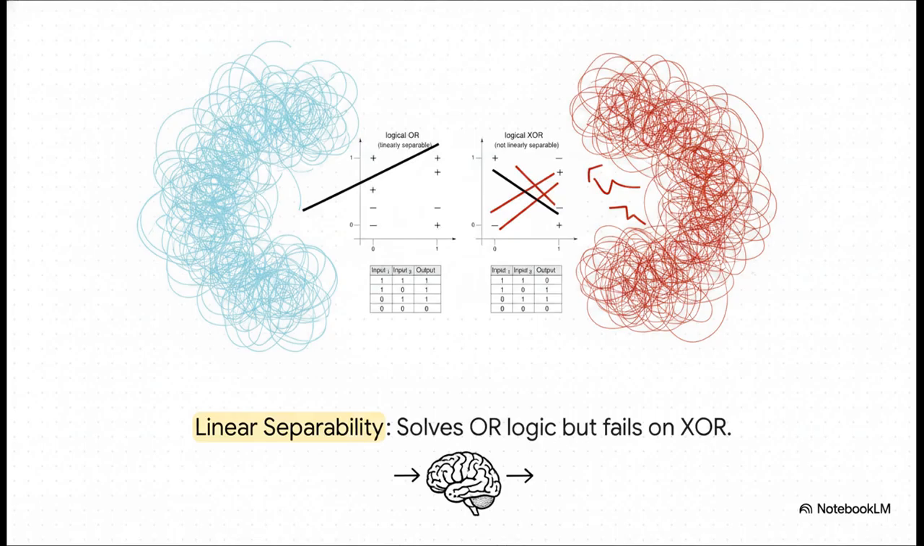But here's the perceptron's fatal flaw. It's entirely limited to linearly separable functions. Imagine a simple logical OR problem. You can easily draw one straight line to separate the pluses from the minuses, right? The perceptron handles that perfectly. But then take the XOR problem. You physically cannot draw a single straight line to separate those categories. Because of that one little detail, the perceptron gets completely stumped by nonlinear logic.